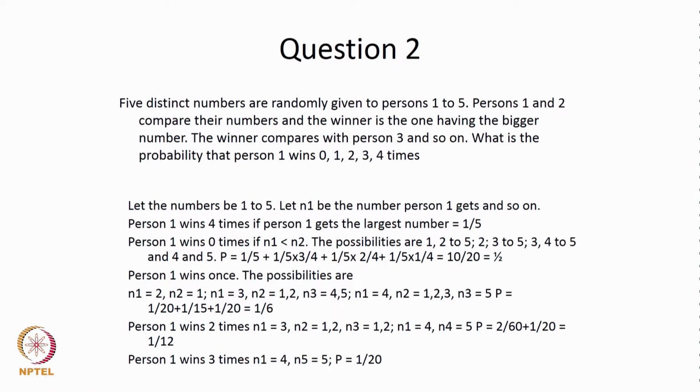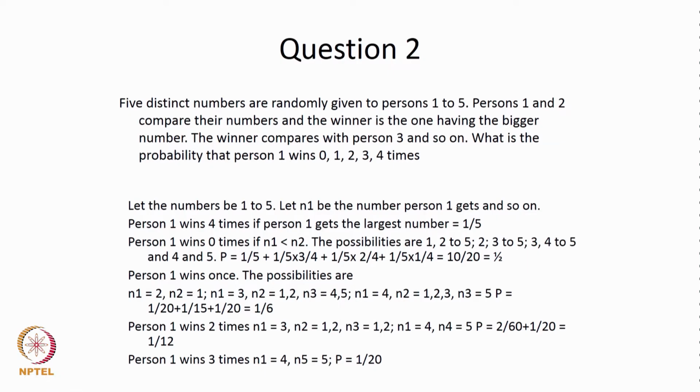Person 1 wins only once, and these possibilities are person 1 gets number 2 and person 2 gets number 1. Person 1 gets number 3, person 2 gets numbers 1 or 2, person 1 gets numbers 1 or 2 and person 2 gets 4 or 5, person 1 gets number 4, person 2 gets 1, 2, 3, person 1 gets number 5, and so on. So, let me repeat, person 1 wins only once.